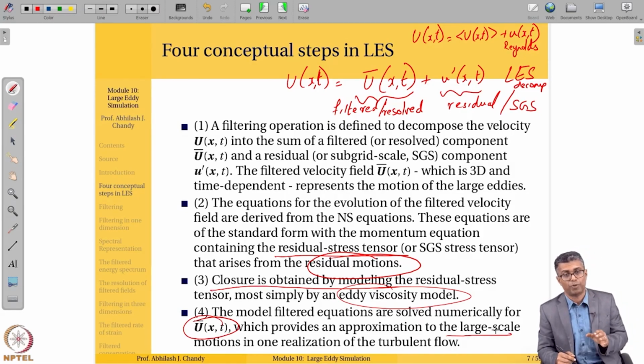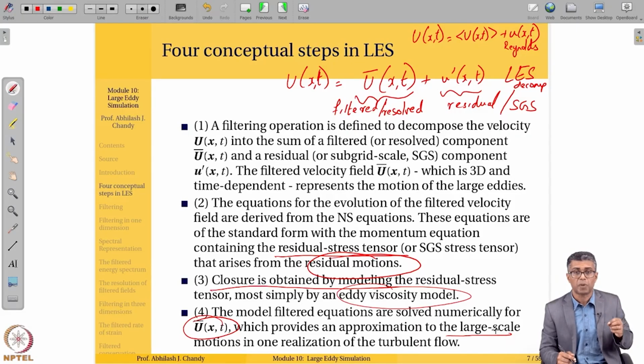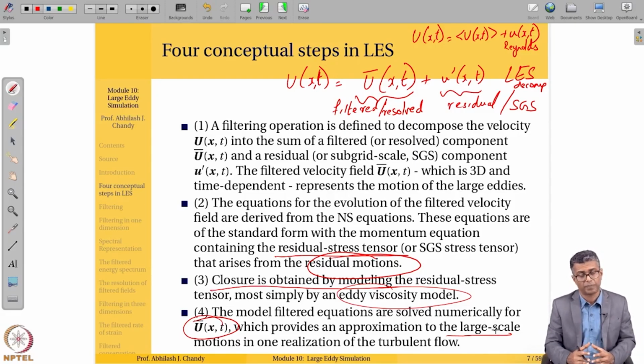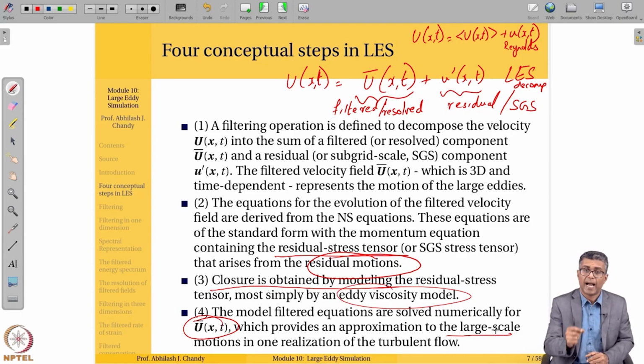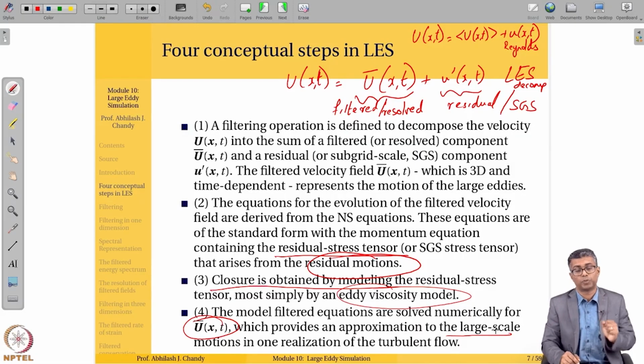That is what RANS was not able to do. What RANS was giving us was a time averaged, the mean. What LES gives us is the filtered velocity field for one realization. That means if you take a DNS field, or if you take an experimental field and you have a velocity field for one realization at every point in space and every point in time, then you filter it. That is the solution you get out of the filtered Navier-Stokes equations. I hope this is clear.